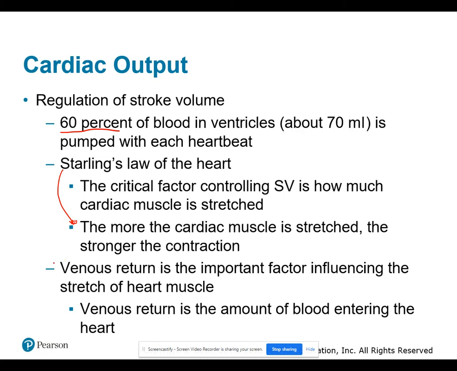If you don't know what venous return is, it's blood returning to the heart. The more blood that we can get back into the heart, the more the heart is going to stretch because it's got more blood to fill it, and the more the heart is going to contract. So venous return, again, is the amount of blood entering the heart.